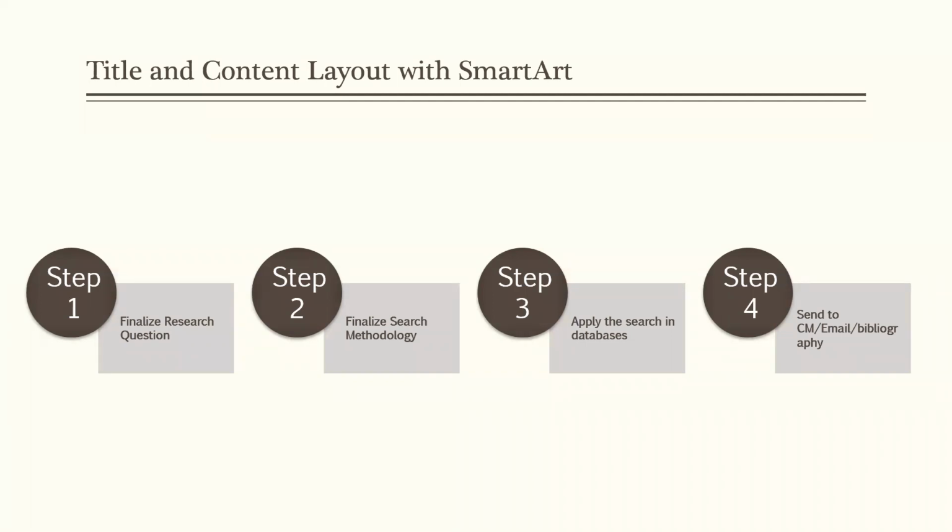The second step will be to finalize your search methodology. Mainly in your mind, you have to negotiate with yourself and strike a balance and see how precise and how sensitive you want your searching methodology to be. The third thing is, of course, you will apply that search and make a search strategy, make a search term, and then get your results from databases. And lastly, importantly, you have to save it somewhere, either to your Citation Manager. This is where you will most likely be doing it once you are aware how to do it, which we will learn in the next lecture, or you can email, or you can save it in your bibliography.